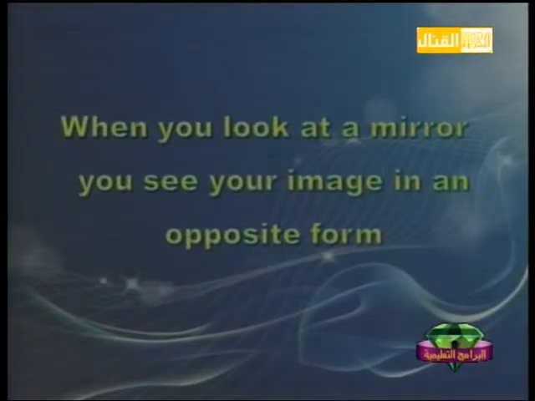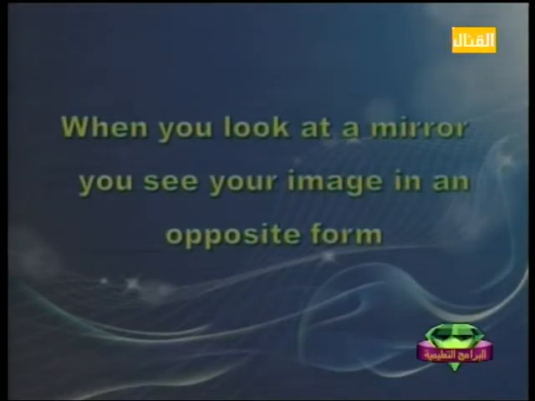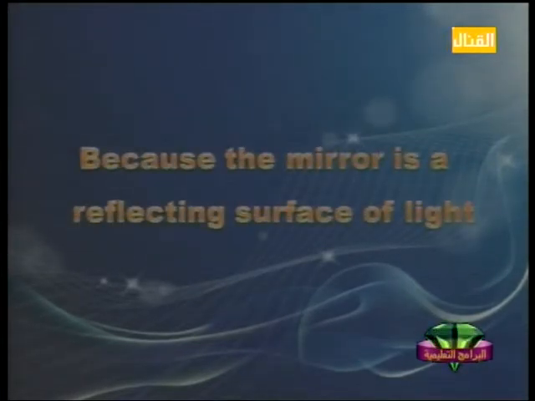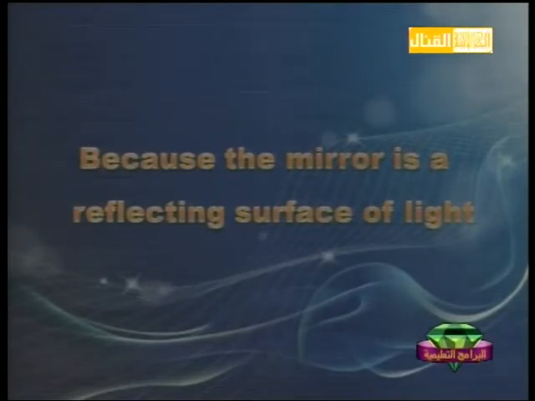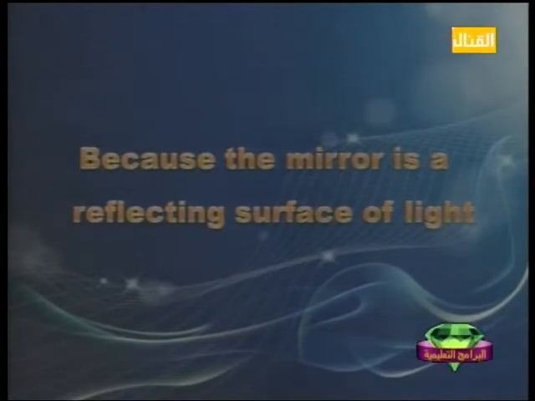When you look at the mirror, you see your image in an opposite form. Why? Because the mirror is a reflecting surface of light. Again, the plane mirror, or any type of mirror, is a reflecting surface of light. That makes your image in a reversed position. Reversed position means what? It means the left hand appears as the right hand in the mirror, and the right hand of your body appears as the left hand inside the mirror.